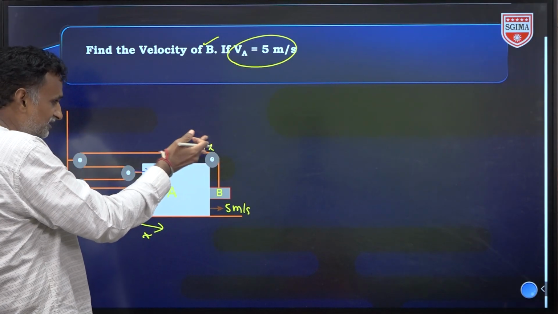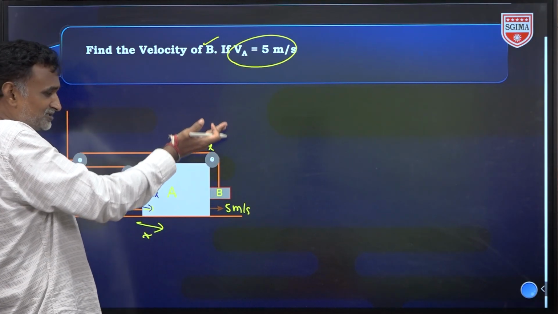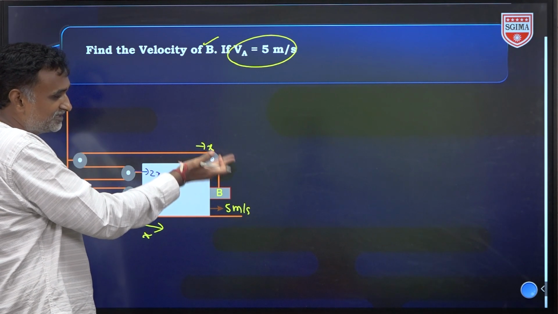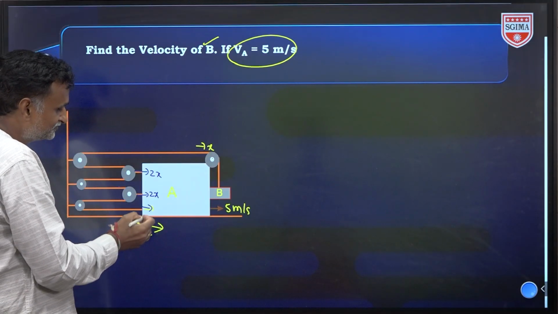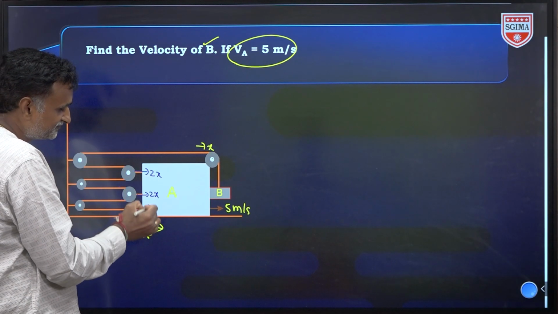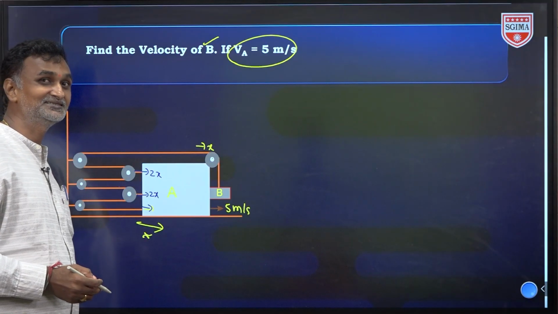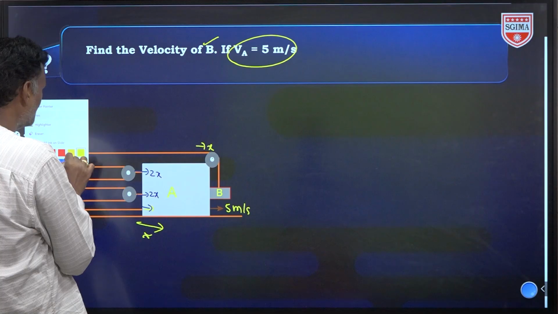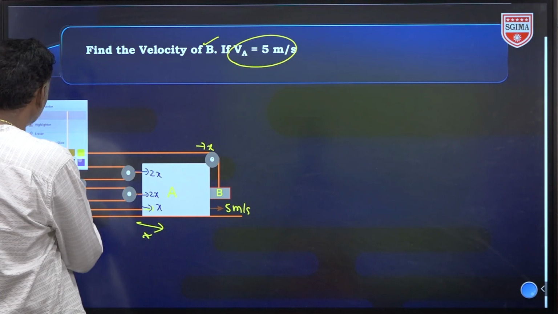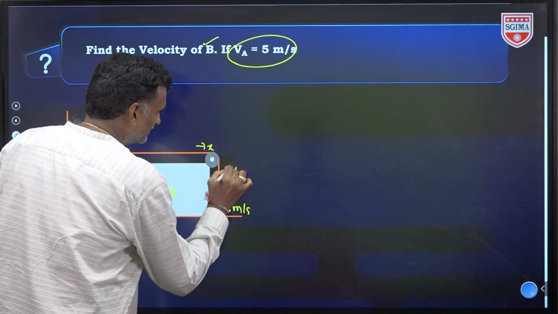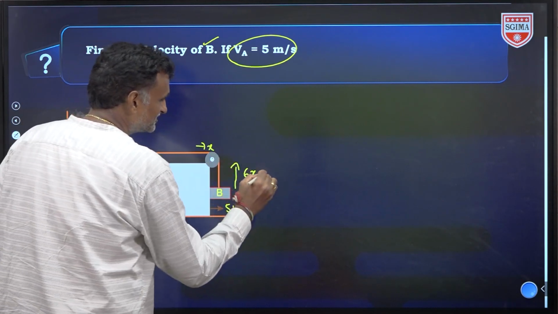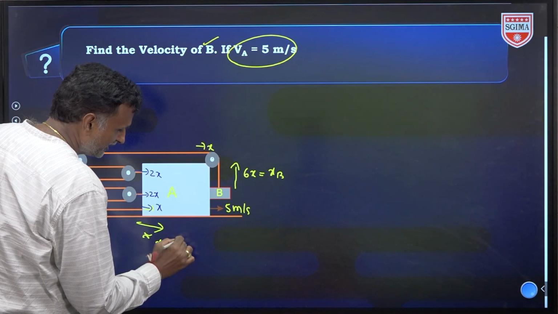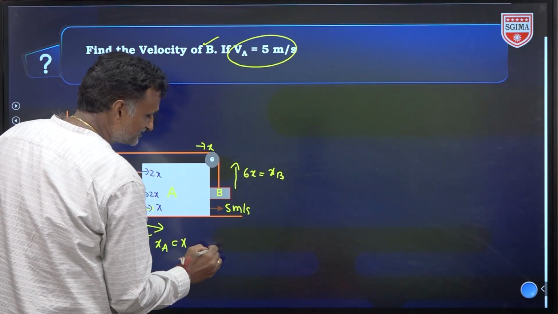In total, how much length of string should be raised? Here, actually, this x is multiplied to raise the block B. Okay, you can count x, 2x, 2x, 5x plus x, total 6x displacement covered by block B. Okay? So that is what we can write here. This is x actually, so it is raised by 6x. So this is actually xb, right? So xa equals x and xb equals 6x.